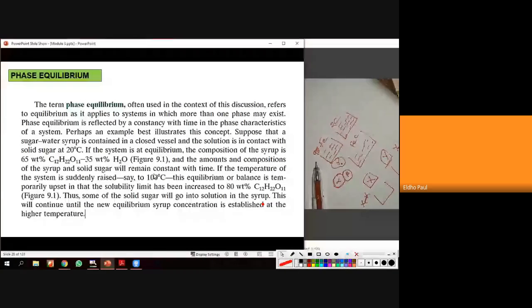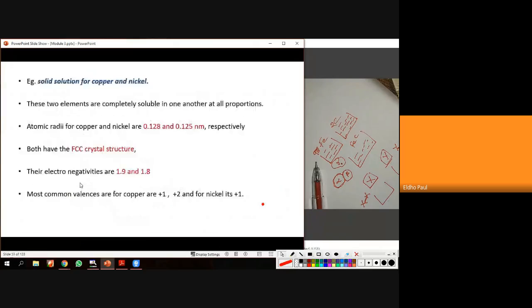And if the temperature of the system is suddenly raised to 100 degrees Celsius, the equilibrium or balance is temporarily upset, and the solubility limit can be increased to 80%. And thus some solid sugar will go into solution in the syrup. So 65 and 35 at 20 degrees. I will explain with this figure.